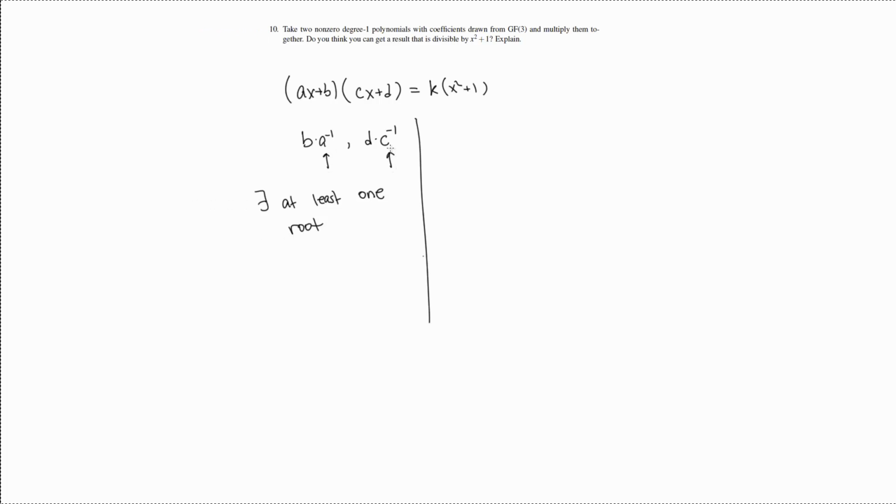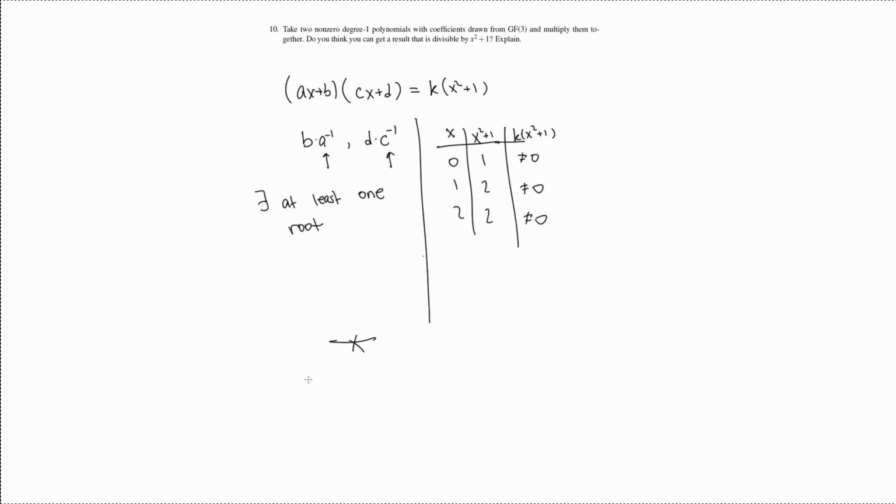Notice how a inverse and c inverse always exist since a and c are never equal to 0. However, on the right-hand side, if we evaluate x squared plus 1 at 0, 1, and 2, we get 1, 2, and 2. Now, any non-zero constant times x squared plus 1 will never equal 0. Thus, we have a contradiction, and we have that no two non-zero degree 1 polynomials can have a product that's divisible by x squared plus 1.